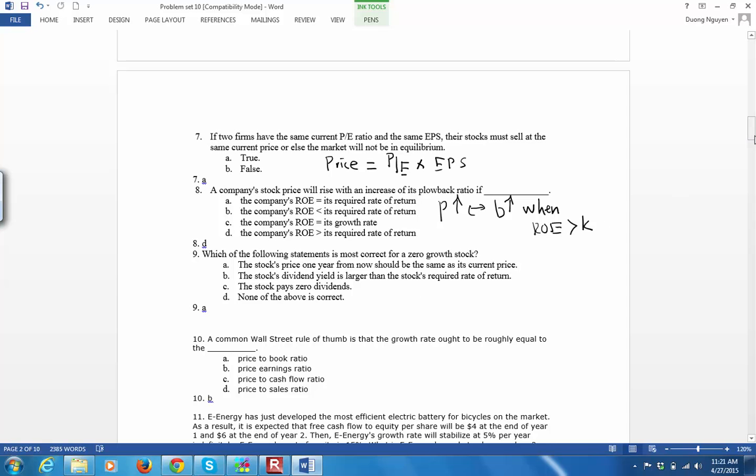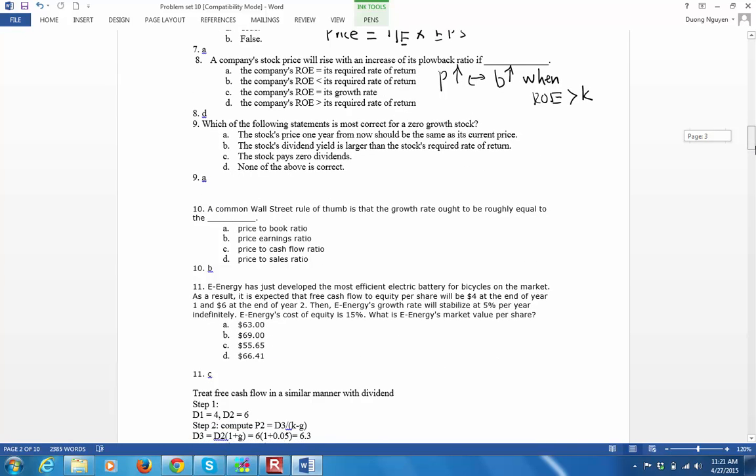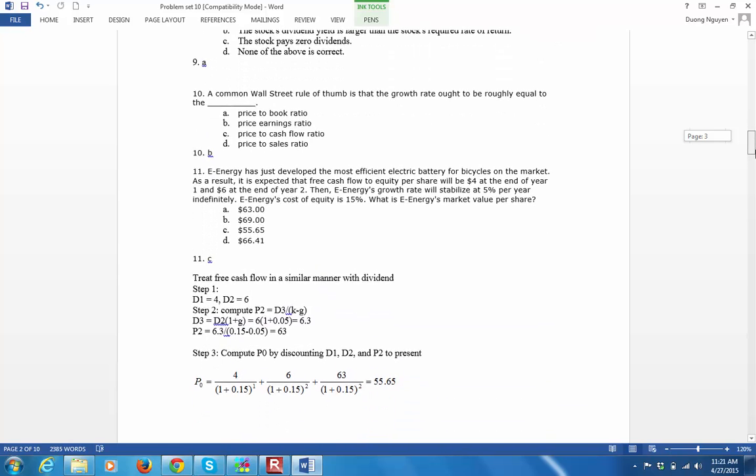Let's say number 11, free cash flow. It is similar to dividend. When a company doesn't pay dividends, to calculate the stock price we use the concept of free cash flows. The way we do it over here is similar to what we did before. So let's take a look.